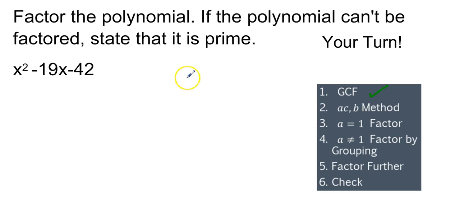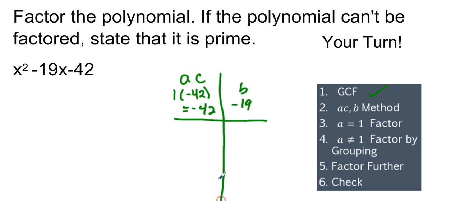Okay, ACB, here we go. AC. How do I get AC? I take the first number, which is 1, times negative 42, which is equal to negative 42. And I want the sum to be B, negative 19.